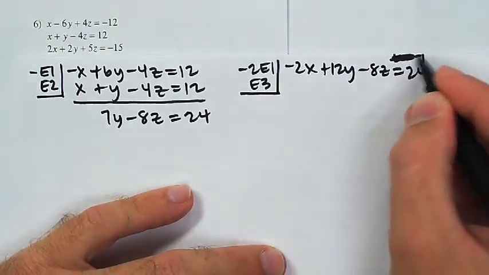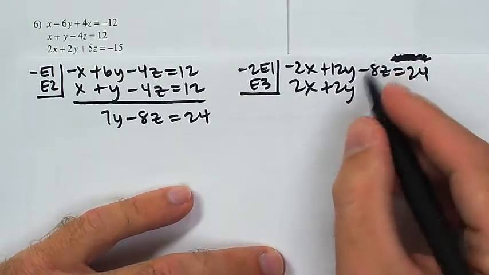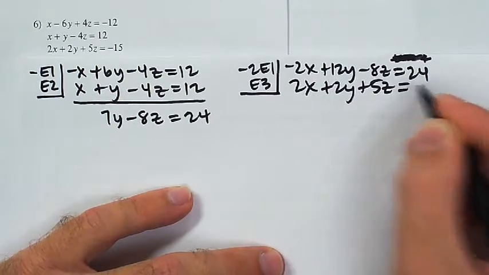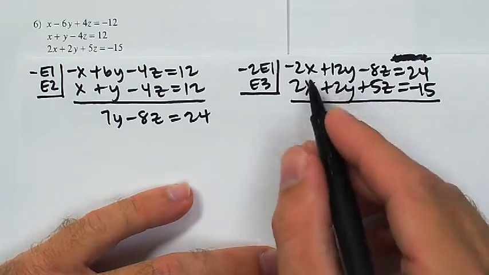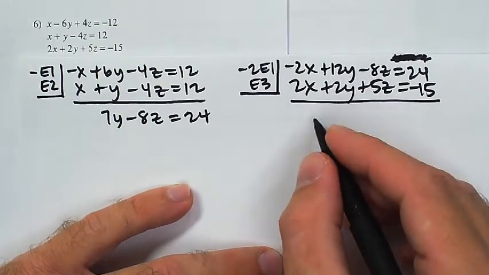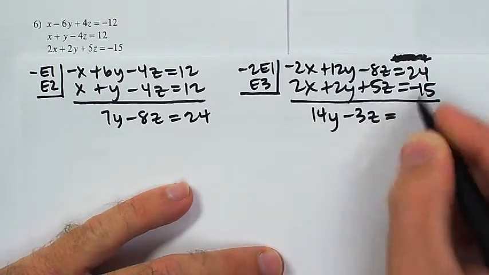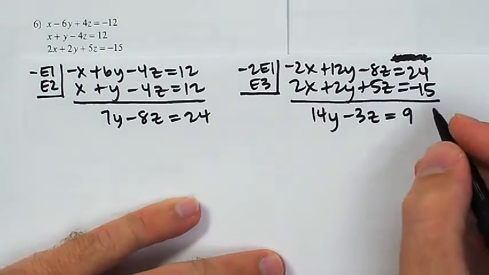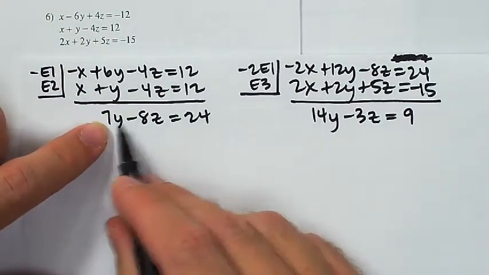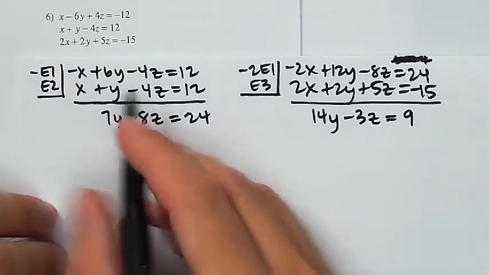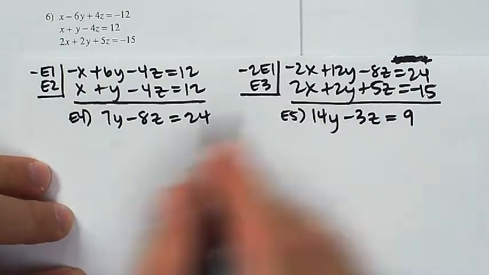Positive 2x, positive 2y, positive 5z equaling -15. Add these together, and I'll get 0x's, 14y's, minus 3z's equals 24 minus 15 is 9. Okay. Now from this, I can see I'm going to want to eliminate y off of these two, so I'll take equation 4, multiply it by -2, and add that to equation 5.